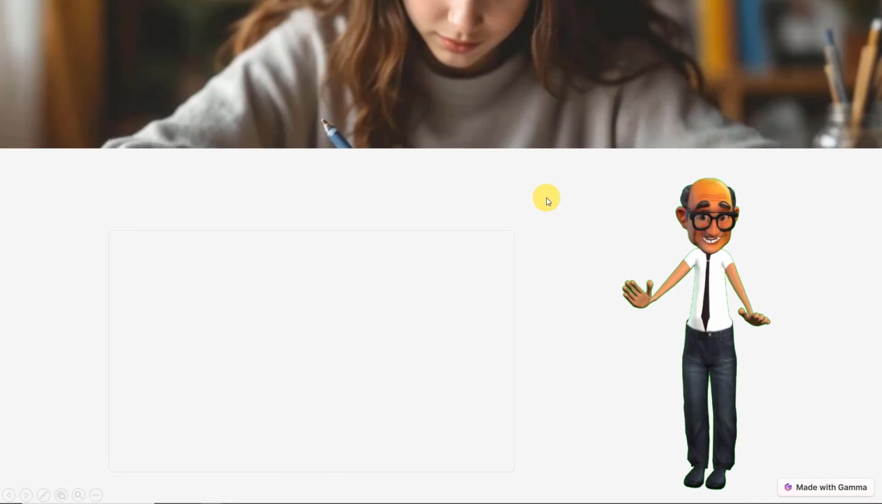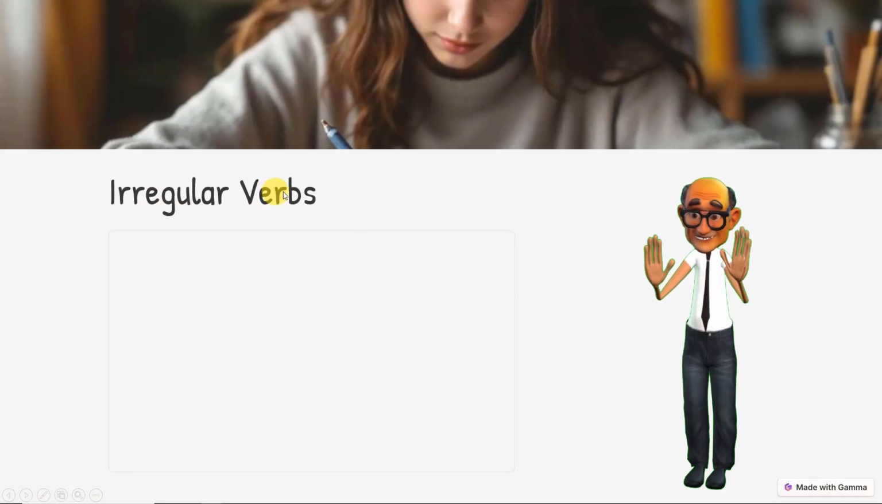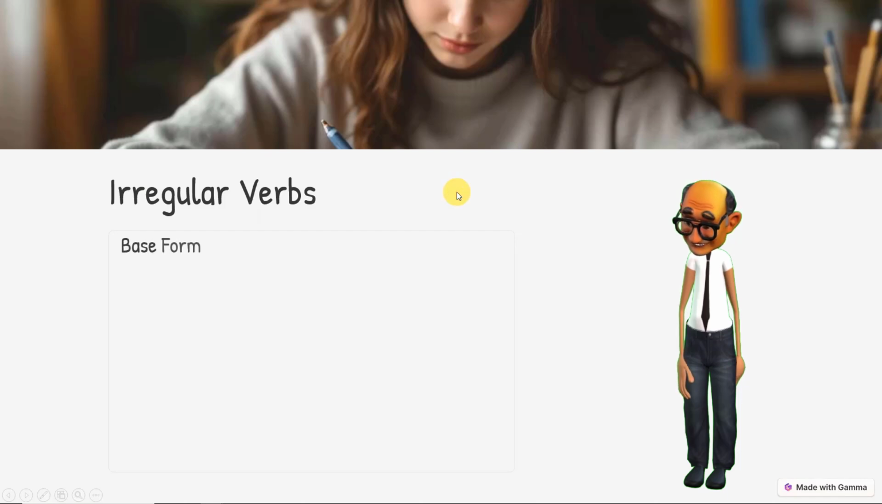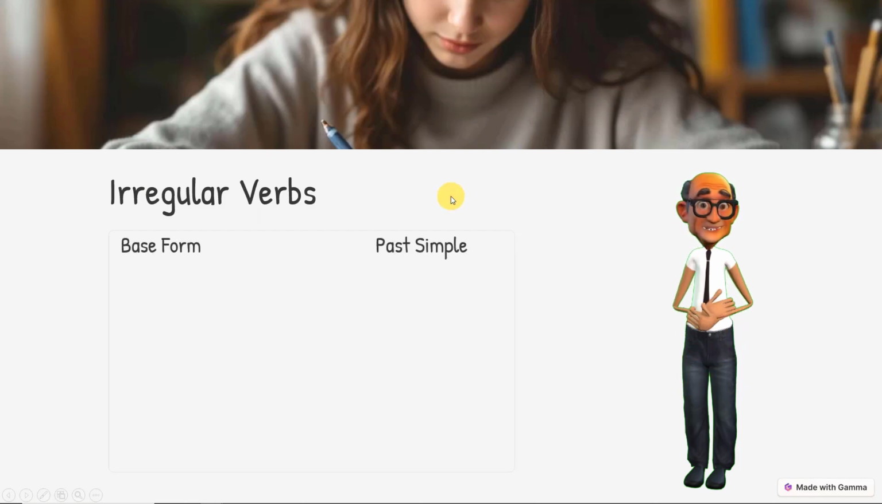Okay, now for the hard part. Irregular verbs. Guys, I can tell you, there's only one way, and that is to learn it off by heart. That's the only way you can learn these irregular verbs.